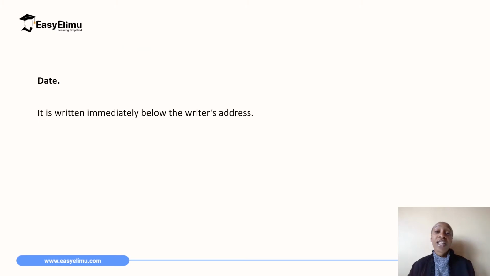Immediately after the writer's address, just below it, is the date of when this letter is being written. Please note that the date is not part of the address. So as you're writing, when you're done with the address, you skip a line and then you write the date to show that it is not part of your address.